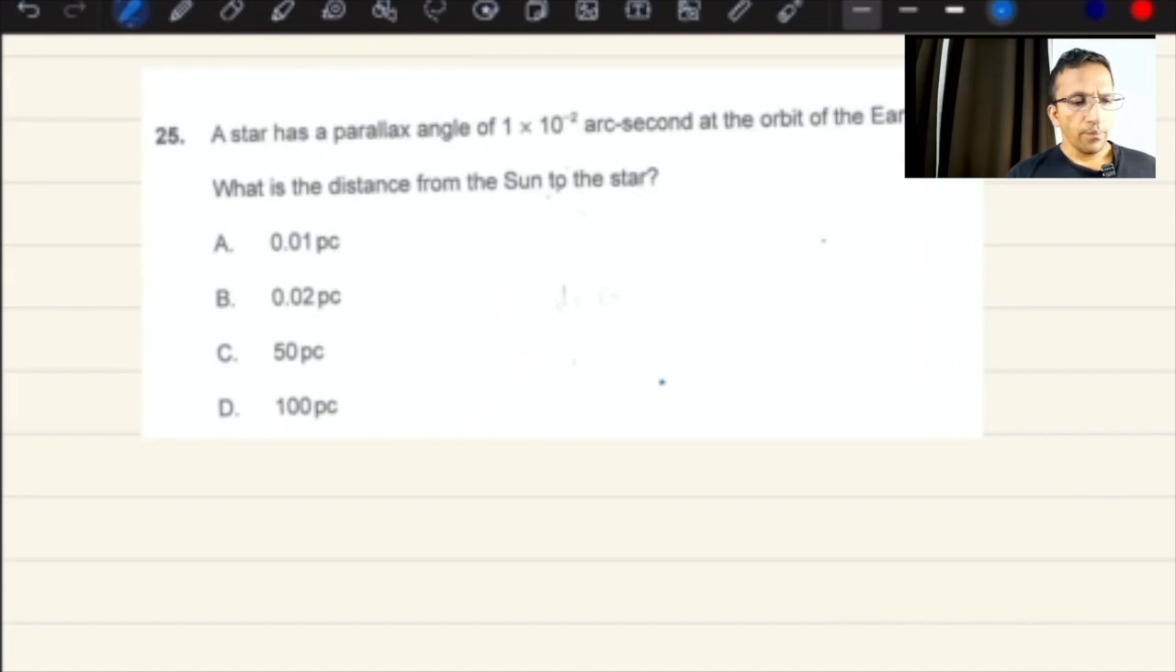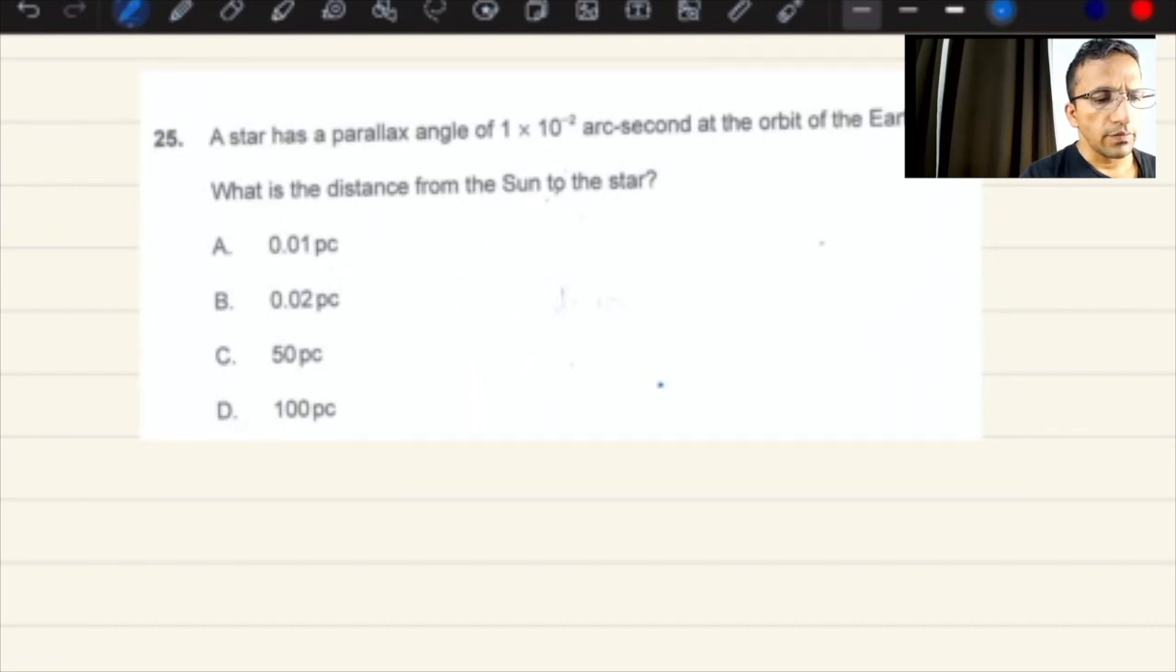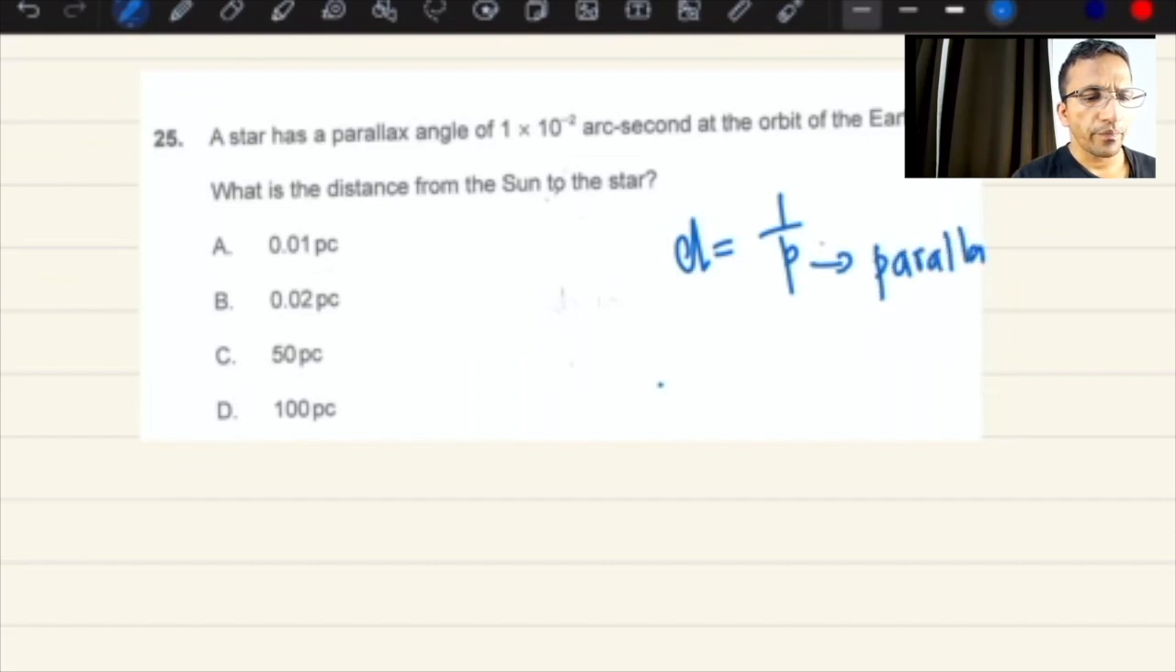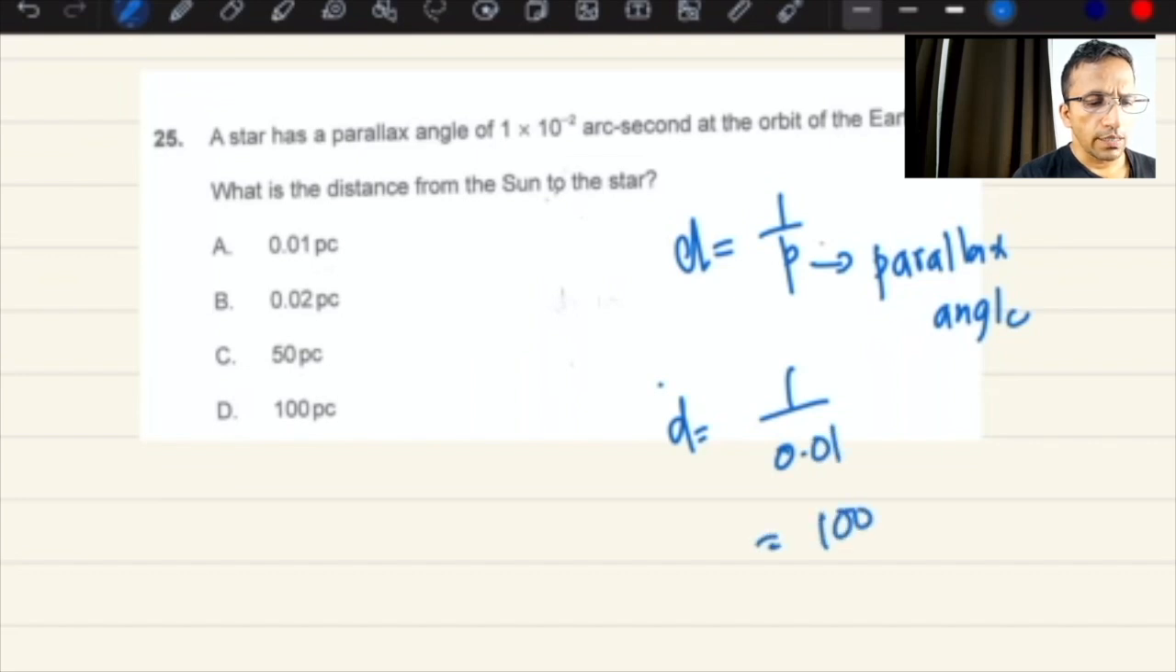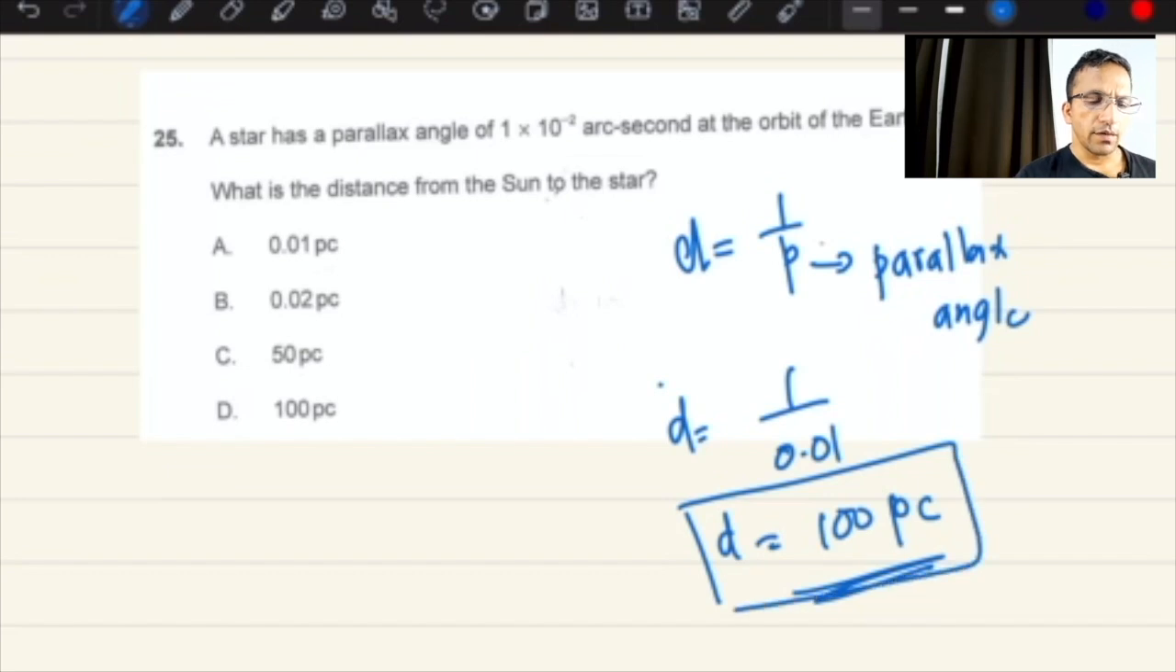Question number 25 is pretty simple. It's from option B in the astrophysics syllabus, which is d equals 1 over p. This is the parallax angle, and d in this case is 1 over 0.01, which is 100. This is called parsec. A parsec is actually bigger than light years, much bigger than kilometers. So this is another way of measuring long distances in astronomy. So answer for 25 is D.